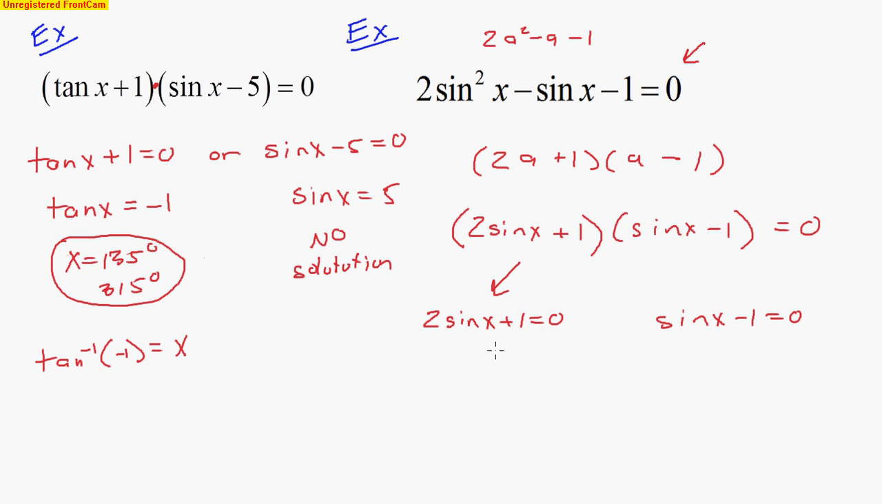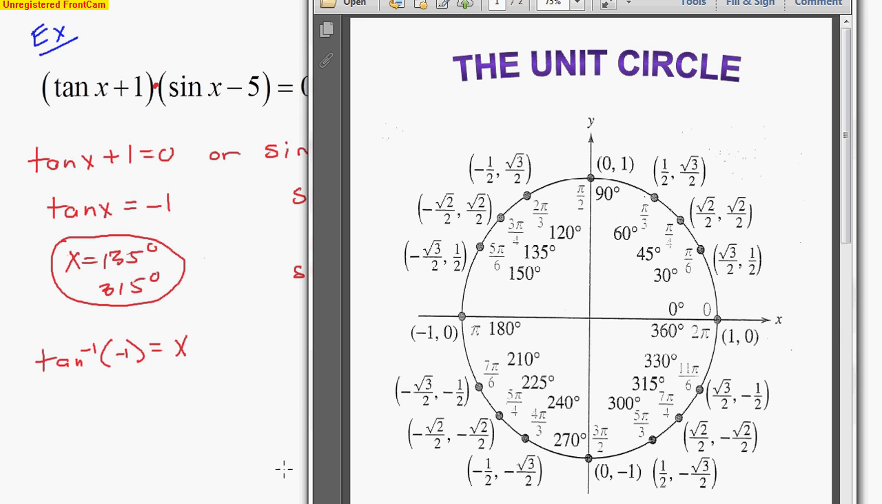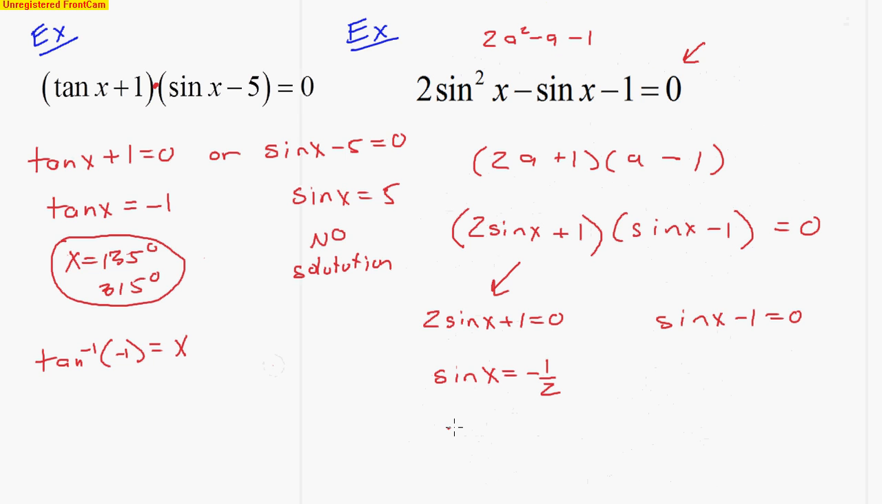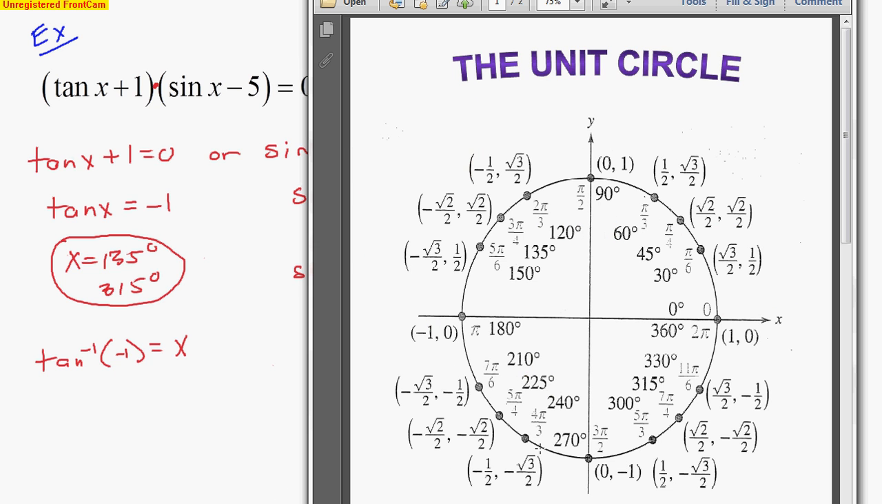All right, this first one I'm going to subtract 1 and divide by 2, so I get sine of x equals -1/2. So I'm going to go to my unit circle. Where do I see sine, or the y value, as -1/2? Well, let's see. It happens here at 210 degrees, and also at 330 degrees. So 210 degrees and 330 degrees are the two locations on the unit circle where sine is -1/2.